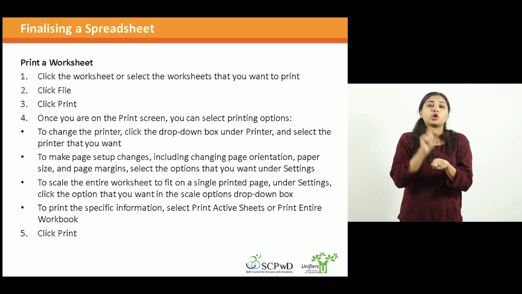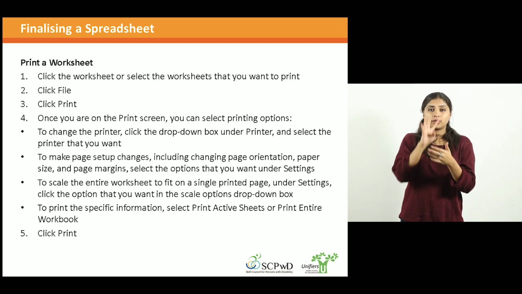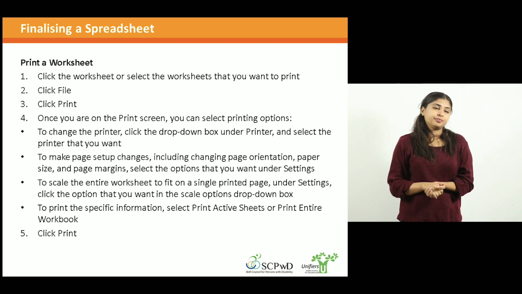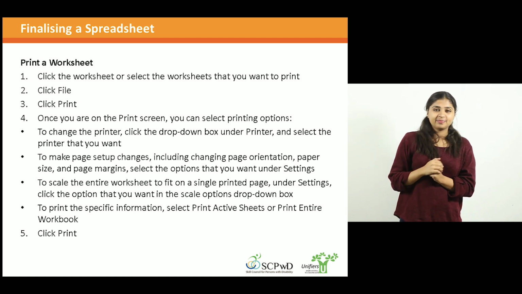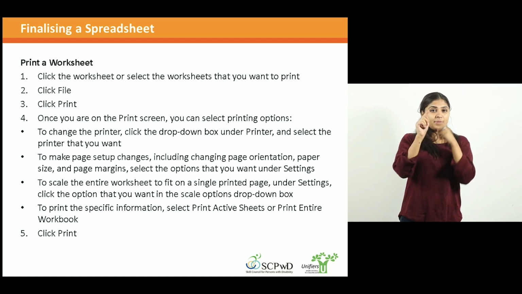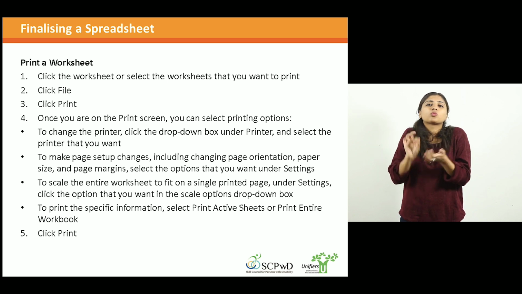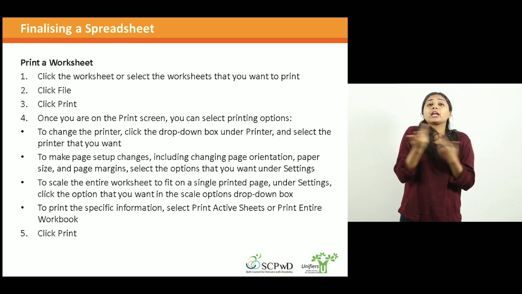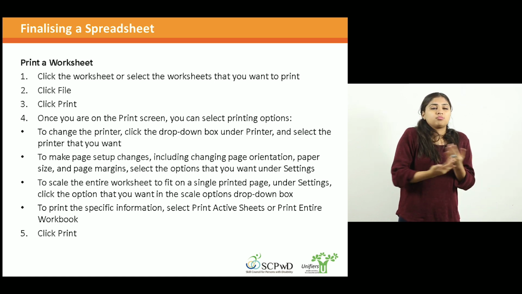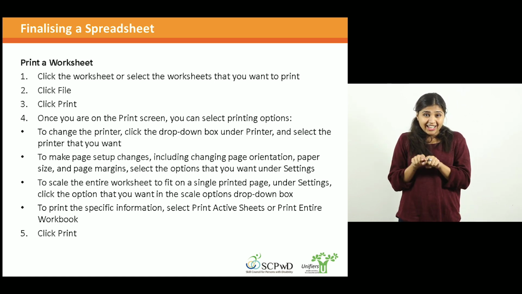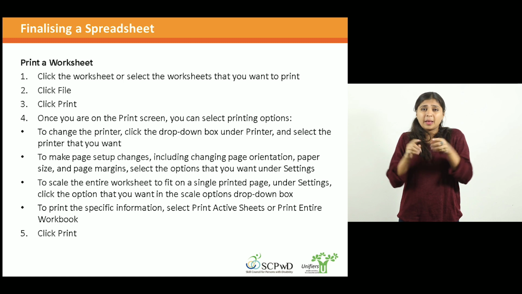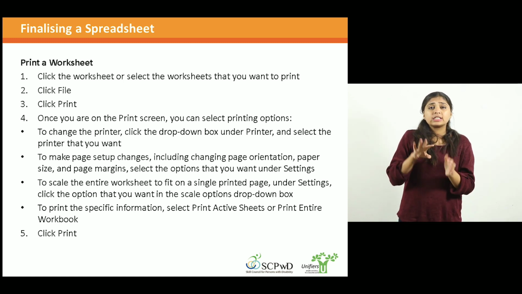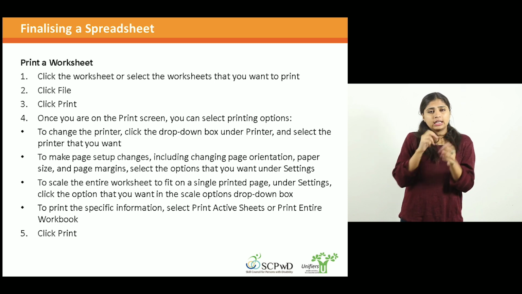Print a worksheet. Click the worksheet or select the worksheets that you want to print. Click File. Click Print. Once you are on the print screen, you can select printing options. To change the printer, click the drop-down box under Printer and select the printer that you want. To make page setup changes, including changing page orientation, paper size, and paper margins, select the options that you want under Settings.